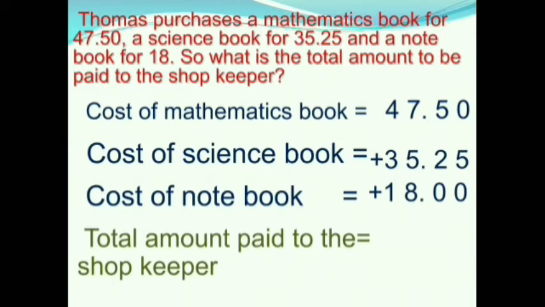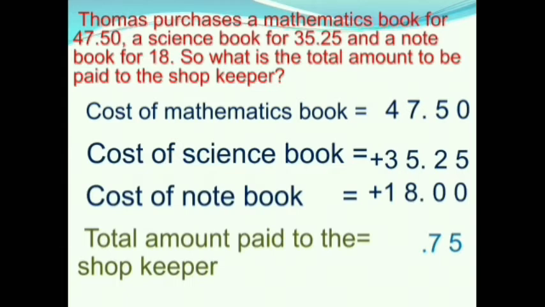First we should add paise. 0, 5 and 0. 0 plus 5, 5. 5 plus 0, 5. Next we should add 5, 2, 0. 5 plus 2, 7. 7 plus 0, 7. Now we should add rupees.